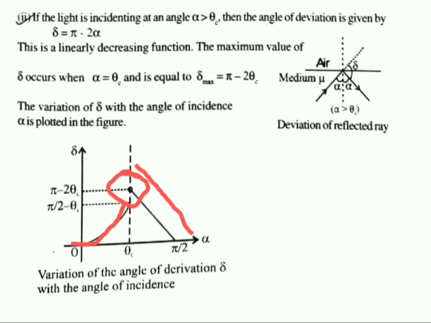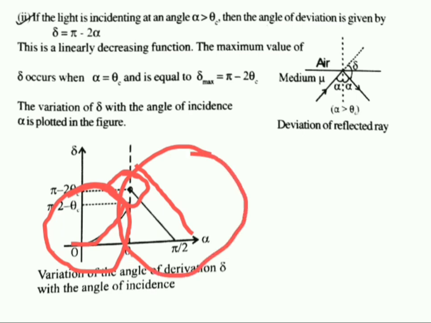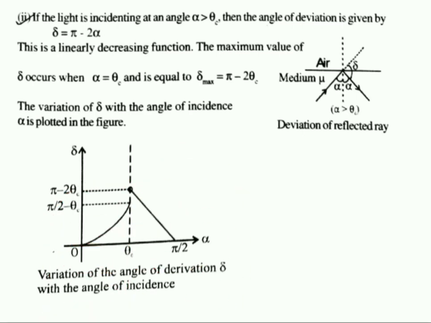One is a non-linearly increasing function, the other is a linearly decreasing function. Till here it is undergoing refraction. Beyond theta c it will undergo reflection. So this graph indicates how deviation changes with the angle of incidence for a light ray traveling from a denser to a rarer medium. Okay, remember this graph. And sometimes they ask you what is the maximum deviation produced. Look at which is maximum among these two values, pi minus 2 theta c. Okay, that is the critical angle.